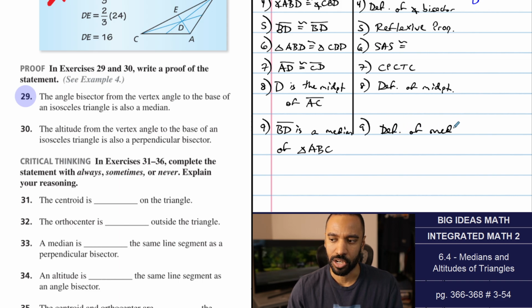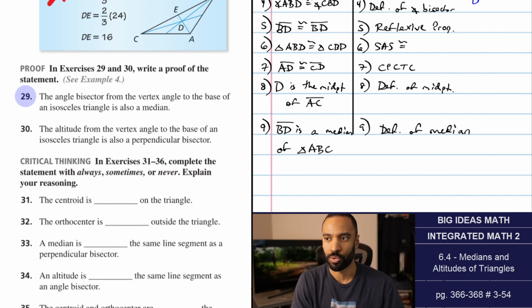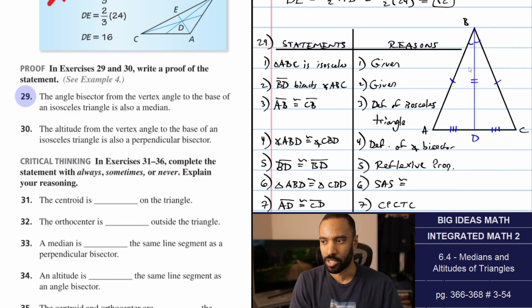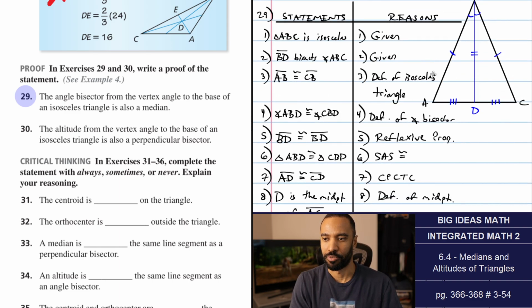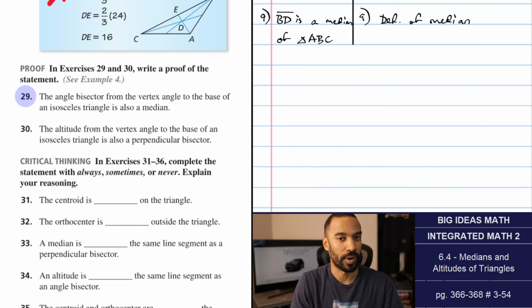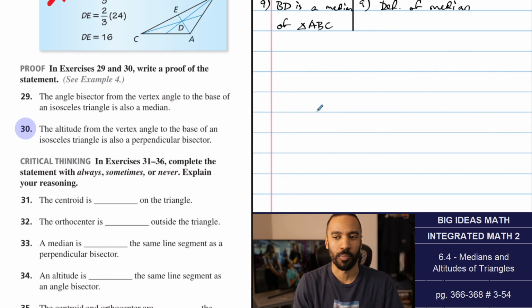The median's definition is a segment that goes from a vertex to a midpoint. We proved that D was a midpoint because of the congruency part. Okay, there's my proof there. So 8 maybe could have been skipped. I believe they skipped it in one of the lecture portions, but I wanted to go full on definition there. I think next time I would skip that, actually.